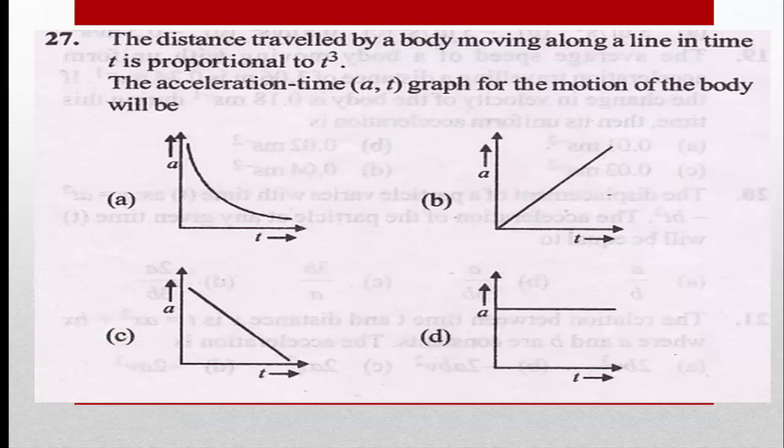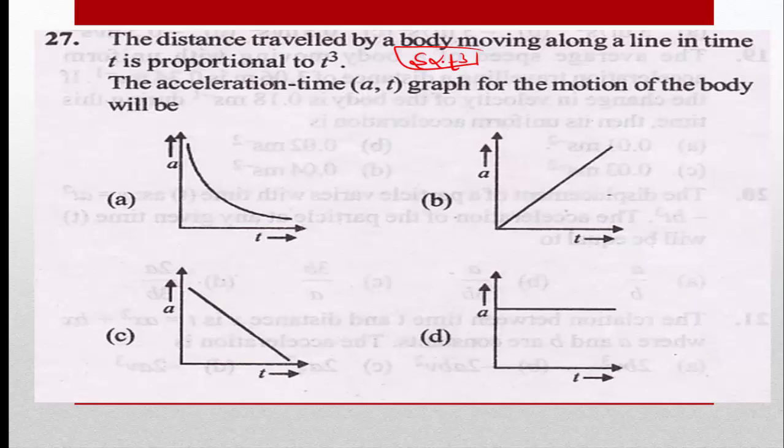The next question is question number 27. The distance traveled by a body moving along a line in time t is proportional to t cube. We know the formula: s is directly proportional to t cube.